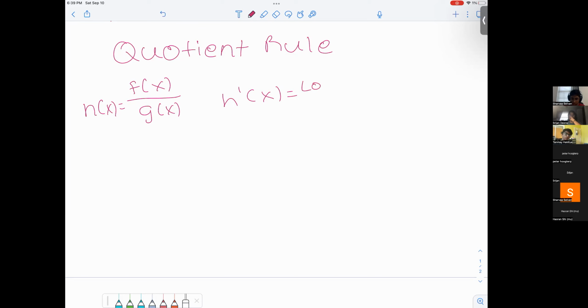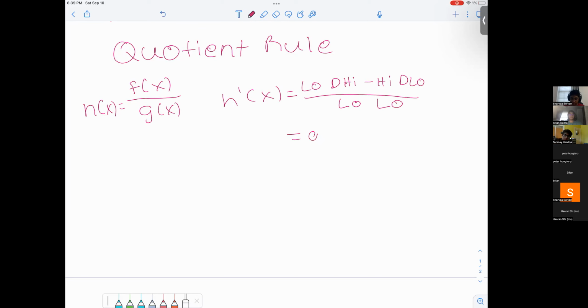So it's going to be low d high minus high d low all over low low. And so mathematically, what does this actually mean? Well, the low is going to be the lower function, the d is going to be derivative, and high is going to be the upper function.